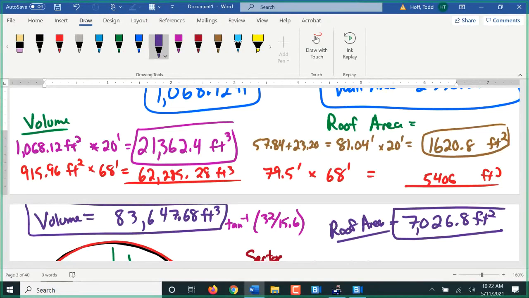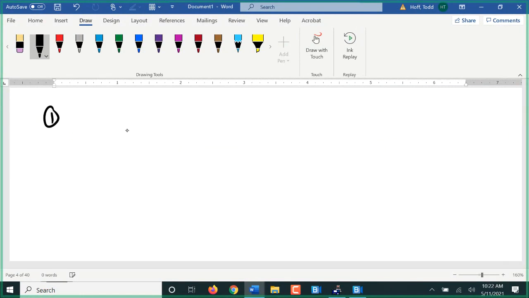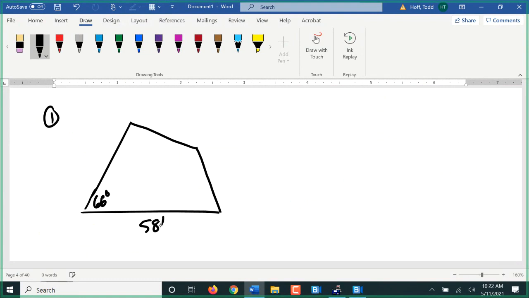Okay, so there's still one more problem I want to go over. We'll do that on Thursday. There are 3 problems on here that I am not going to do with you. One of them, as I mentioned, was problem number 1, and that's because we've done this on both a worksheet and on a quiz. This is 66 degrees, 58 feet, 40 feet, 30, and 28. I will give you a reminder of how to do this.